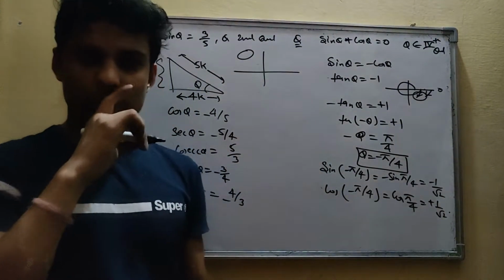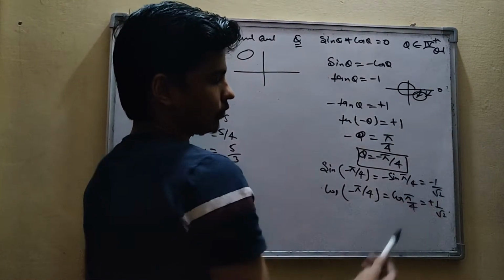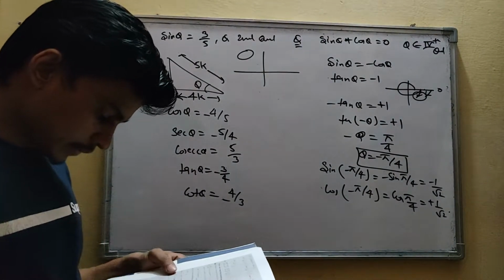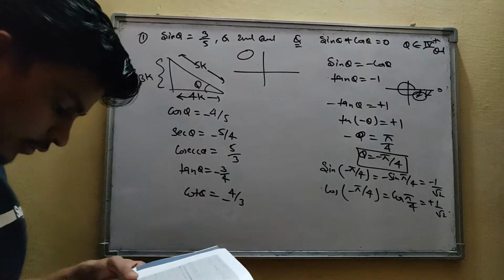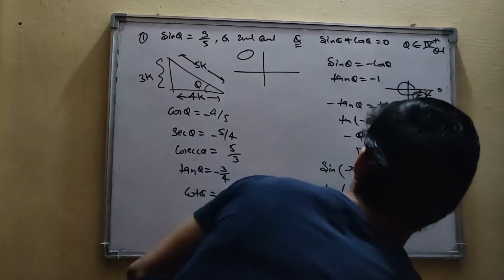So this is how you can do it. And you also know that in the fourth quadrant sine is going to be negative and cos is going to be positive. Okay, so this is how you can do this. Now the next question is, so they are just very simple questions.